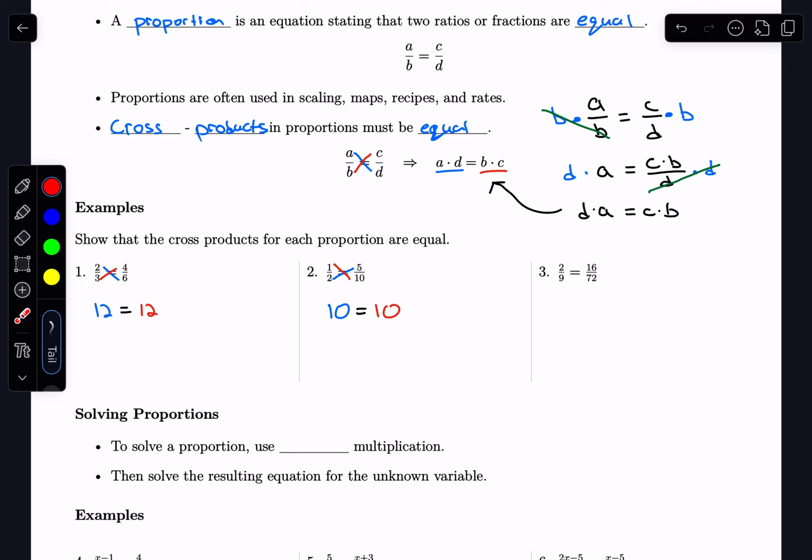By the way, if you saw what I drew there, this is sometimes referred to as the butterfly method, because when you do these circles here, it kind of looks like a butterfly. But official term, cross products.